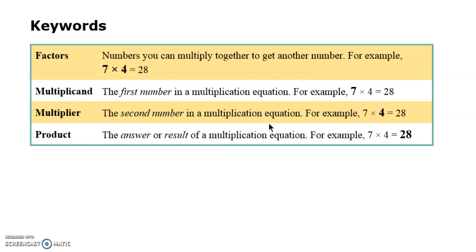We have multiplicand, which is the first number in a multiplication equation, and then the multiplier, which is the second number. I hardly ever use the word multiplicand, but it's just for your interest. Multiplier, you'll probably hear me using a lot more. And then product is the result of multiplication. So 28 is the product of 7 and 4. So that word can help you a lot when it comes to multiplying word problems.